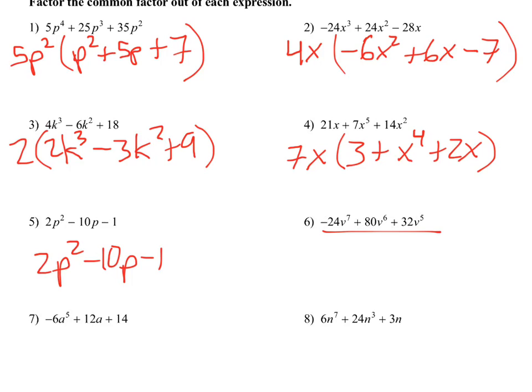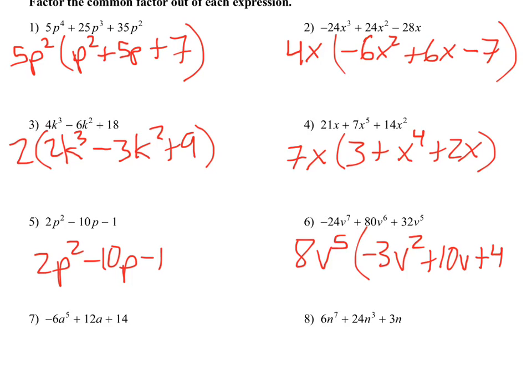Moving on to 6, right here, looking at all these, I notice that 8 goes into all of those. And the smallest amount of v's there is 5, so I'm going to pull out 8v to the fifth. And I'm going to take each one of these and divide by 8v to the fifth. That's going to give me negative 3v squared plus 10v and then plus 4v. Oh, sorry, just plus 4, because v to the fifth divided by v to the fifth is just 1. Okay, and there we go. So that's what's going on in each of these.